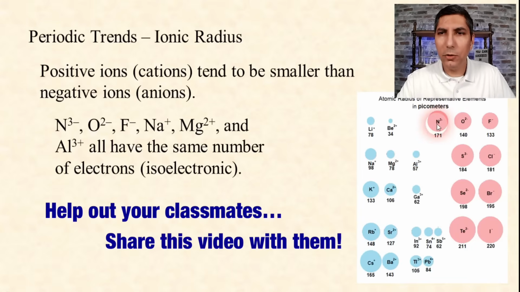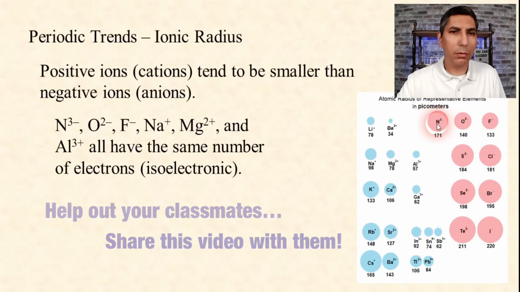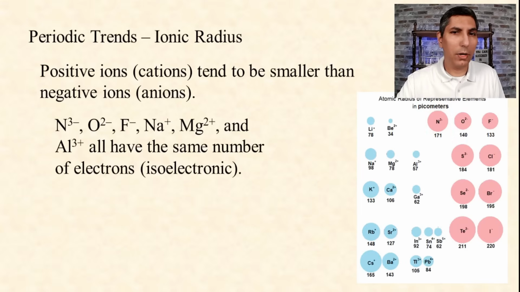You'll notice that if you start looking at the number of protons and electrons and those electron configurations there, they all have the same number of electrons. So in chemistry, we say that they're isoelectronic. They all have 10 electrons. So why do they all have very different sizes? In fact, aluminum is absolutely tiny as far as an ion goes compared to nitride.